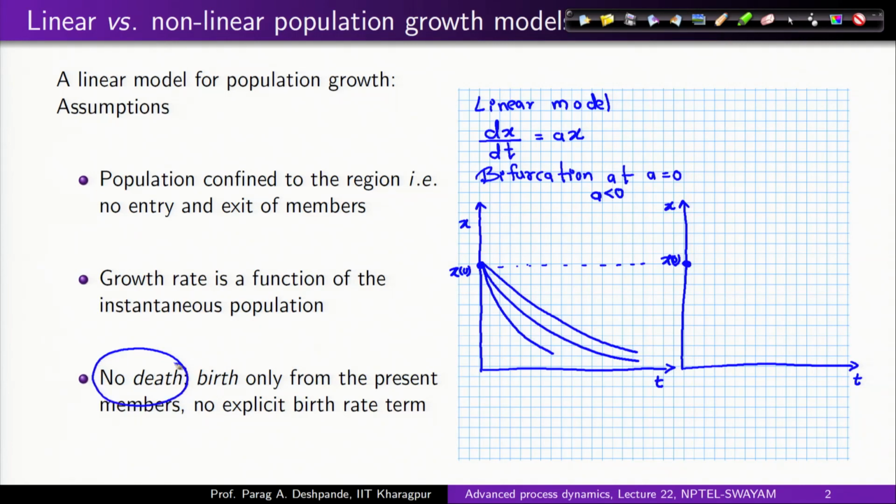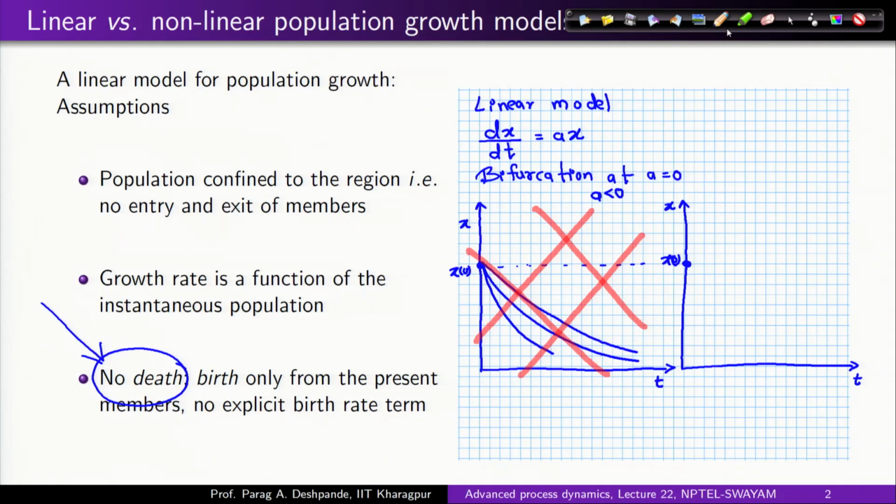This is the assumption on the left hand side, you can see. So, if there is no death, there is no way that the population of the species in the confined area or confined region can decrease with time. So, therefore, this is absolutely not possible in my current model. Fine.